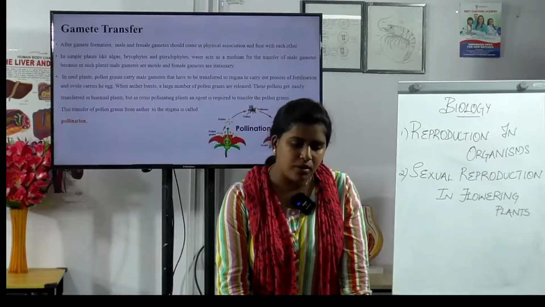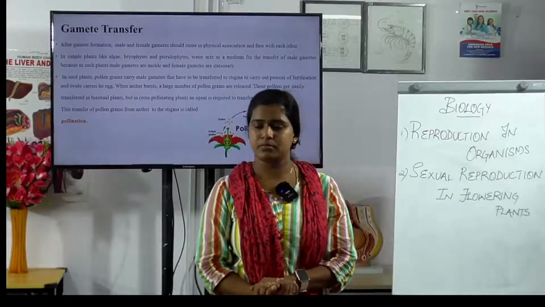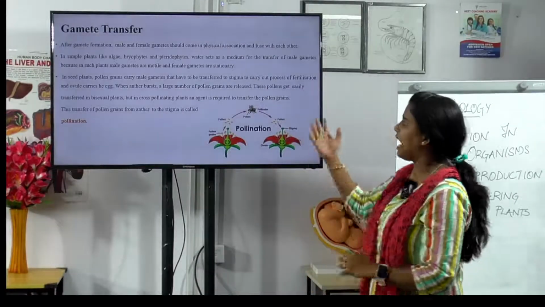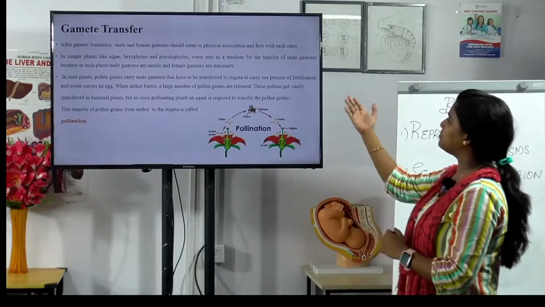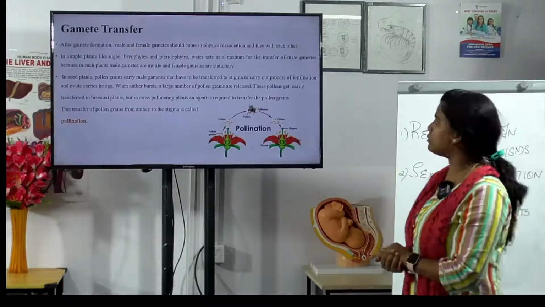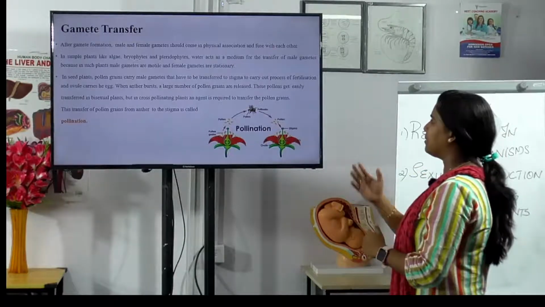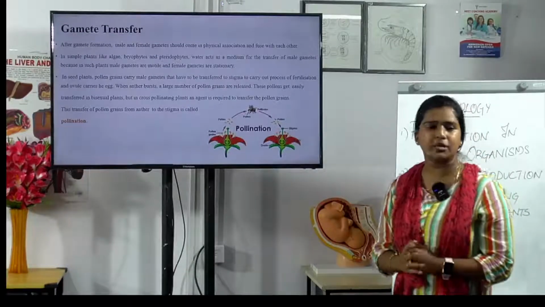Now let us see gamete transfer. The gametes are transferred from male to female. After gamete formation, the male and female gametes come into physical association and fuse with each other. In some plants like algae and bryophytes, water acts as the medium.